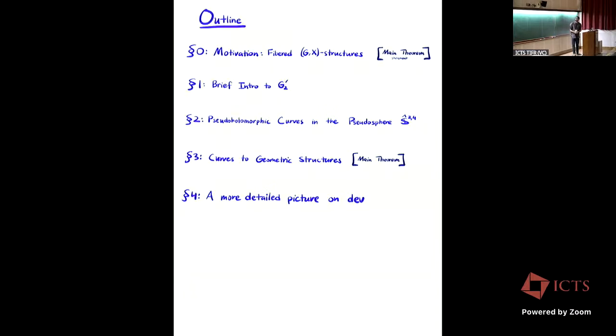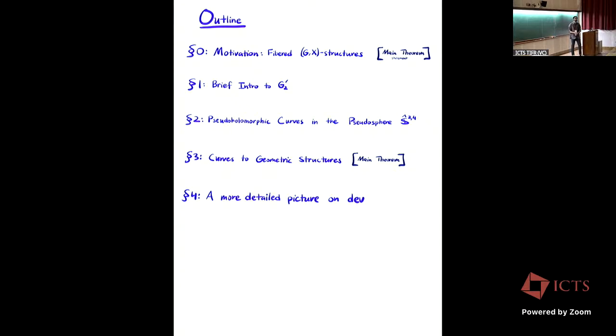Here's an outline for today's talk. At the beginning, there'll be a rather lengthy motivation section where we discuss the notion of GX structures, and in particular, this kind of fibered GX structures. And then after we have all the appropriate background and setup, I'll state the main theorem that we're heading towards. And then when you see the main theorem, there'll be lots of words I have to define.